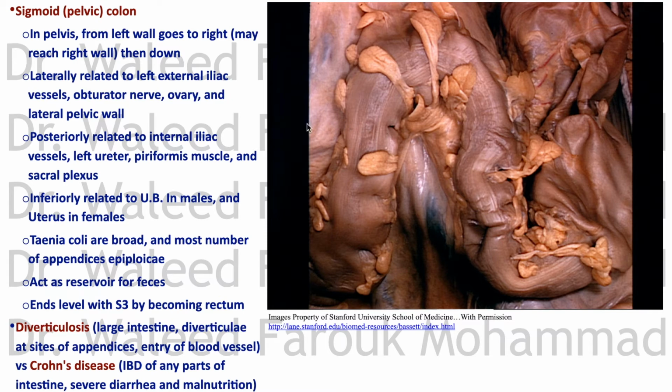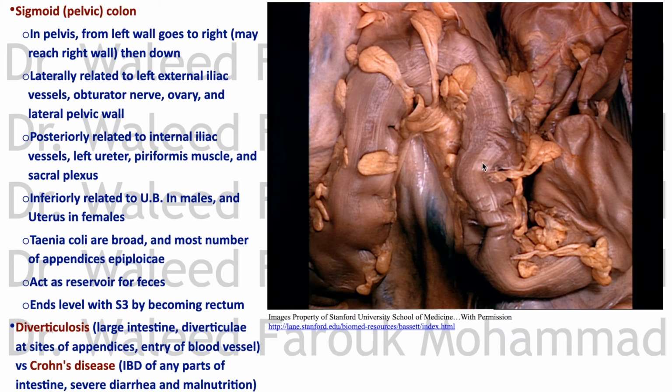Laterally, it's related to the left external iliac vessels. Laterally, here at this side, the obturator nerve, ovary, and lateral pelvic wall. Posteriorly it is related to the internal iliac vessels, the left ureter, the piriformis, and the sacral plexus as you go down. It ends at the level of S3 by becoming the rectum, by the way. Inferiorly in males, the urinary bladder, and in females, the uterus.